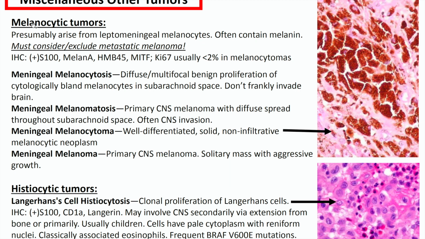You can have meningeal melanocytosis, which is diffuse, multifocal benign proliferation of cytologically bland melanocytes in the subarachnoid space that don't frankly invade the brain. You can also have meningeal melanomatosis, which is primary CNS melanoma with diffuse spread throughout the subarachnoid space, often with CNS invasion. You can also have meningeal melanocytoma, which is a well-differentiated, solid, non-infiltrative melanocytic neoplasm, as pictured here, and meningeal melanoma, which is a primary CNS melanoma, a solitary mass with aggressive growth.